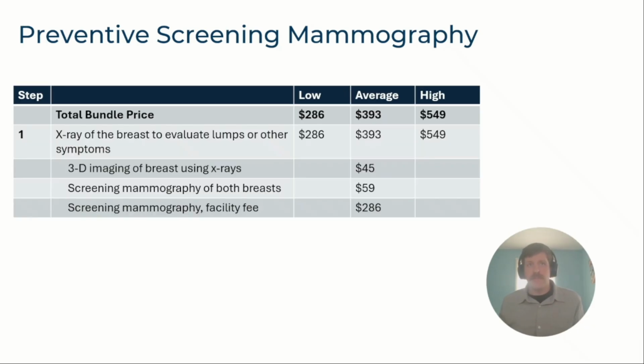When we expand that bundle, we see that it's made up of a single step and that step has three services included. There's two professional imaging codes, and then there's a facility fee. And here we note, as is often the case when we examine these, that the facility fee makes up the majority of the cost, 73% in this case.